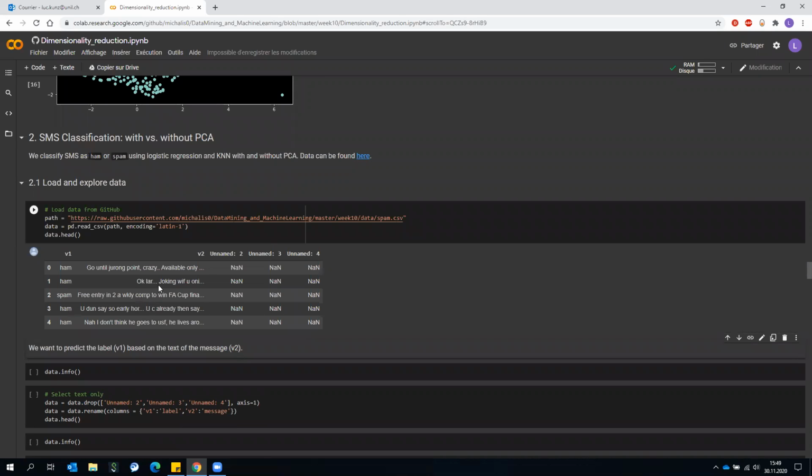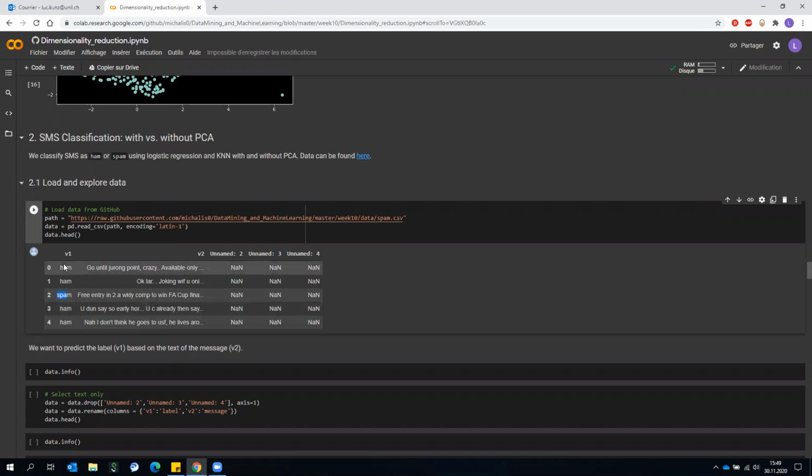We have SMS with the message, the text, and then whether it's ham or spam. So ham is basically great. Spam is, you know what spam is. And then, of course, we want to predict the label.